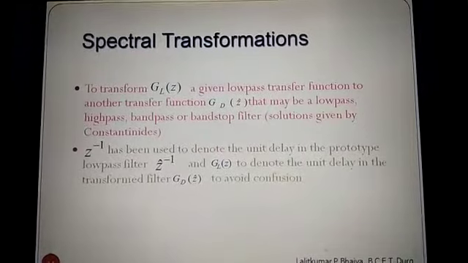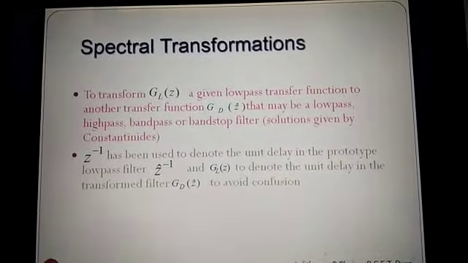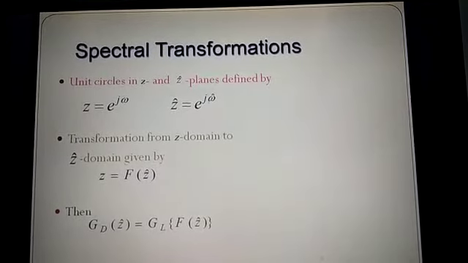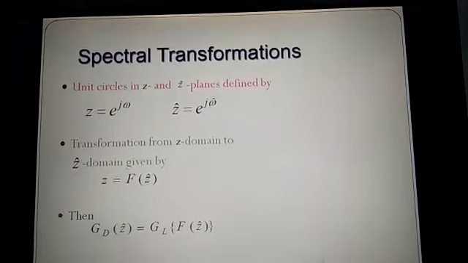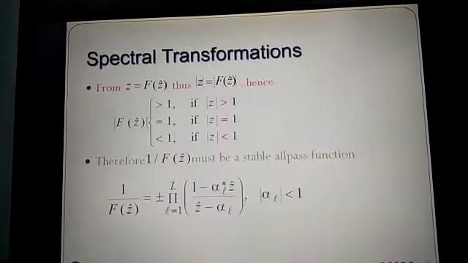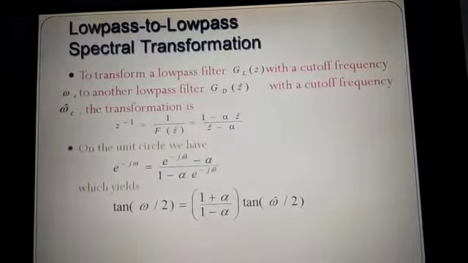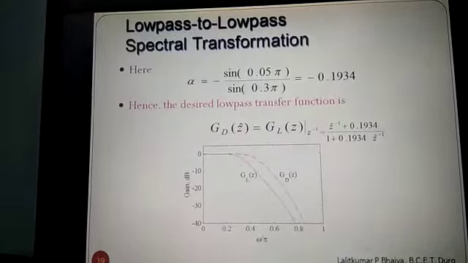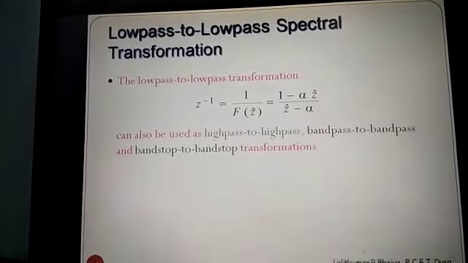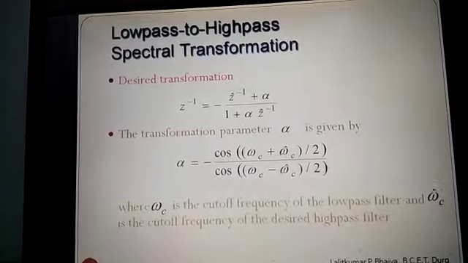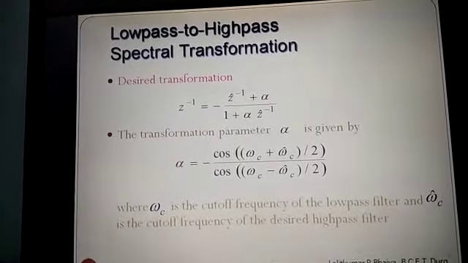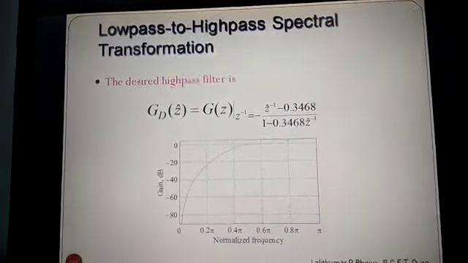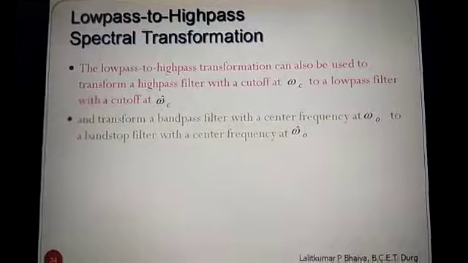There is no need to see this spectral transformation here. Spectral transformation means we have to convert this z into e to the power j omega and see all the spectrums in the frequency domain. This is low pass to low pass spectral transformation. This is low pass to high pass spectral transformation. Similarly, all types of spectral transformation. This is called frequency transformation. So this frequency transformation is important.